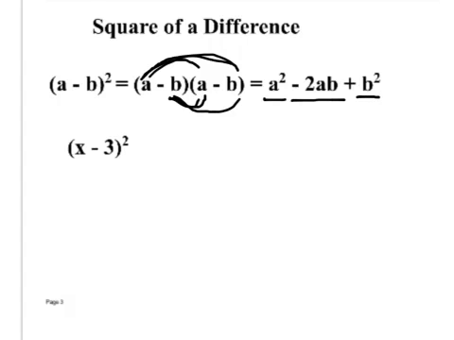So the only difference here, I'll write the square of a sum: a squared plus 2ab plus b squared. What's the only difference here?